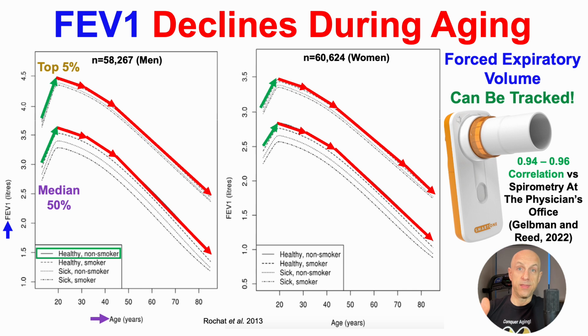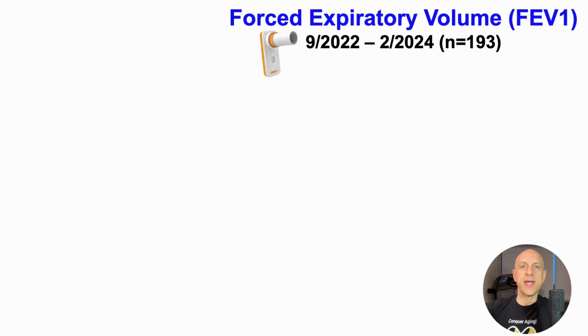In other words, this home-based spirometer has a very strong correlation with spirometry done at the doctor's office. So we don't have to go to the doctor to do it. We can do it at home, track it ourselves. So with that in mind, what's my data? I've been tracking the FEV1 since late 2022, September of 2022, and I have 193 independent days of data going through February of 2024.